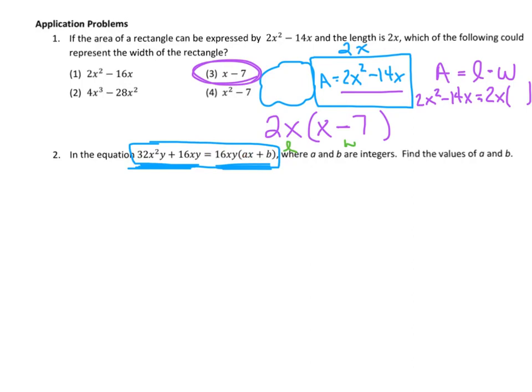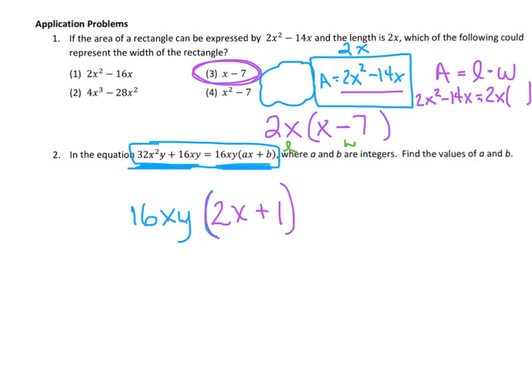So if I were to say, 16xy times what would give me back 32x squared y plus 16xy? Well, let's go term by term. 16 times what gives me 32? And you'd say 2. X times what gives me x squared? X. And the y's match, so we leave it alone. Plus 16 times what gives me 16? 1. The x's match and the y's match, so we leave them alone.